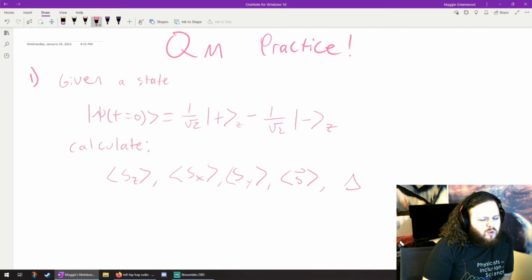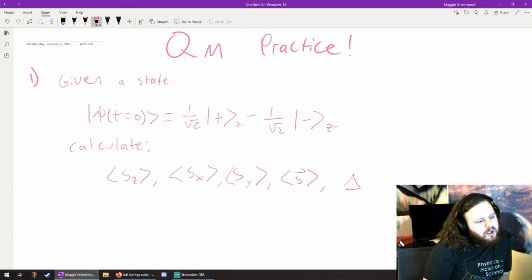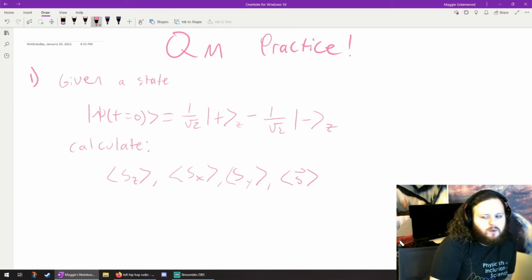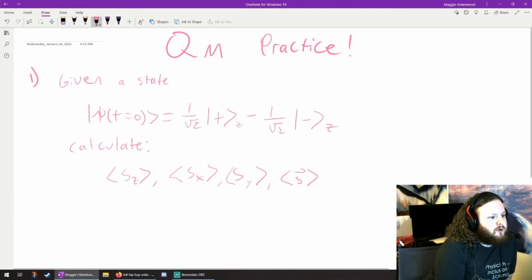Maybe we'll do the uncertainty in something. I'm not sure which one I want to do here. I think the uncertainty in SX might be an interesting calculation. You know what? I'm not going to do the uncertainty now that I'm thinking about it. There's already a lot of calculation here, so I'm not going to go any further with that. So let's handle this bit first, and then I'll write down further questions that we're going to do after that.